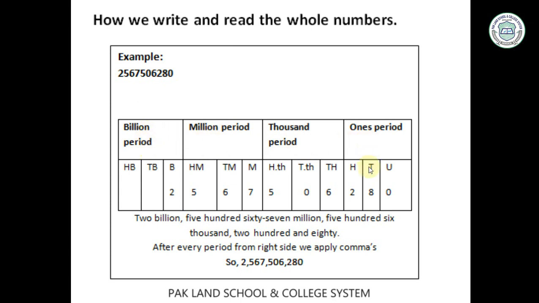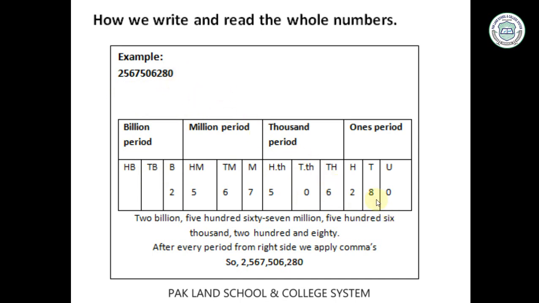Each period has subdivisions. In the ones period we have unit, 10, 100. In thousands we have thousands, 10,000, 100,000. In millions we have million, 10 million, 100 million. In billions we have billions, 10 billions and 100 billions. Now we place this number in this place value chart like this.